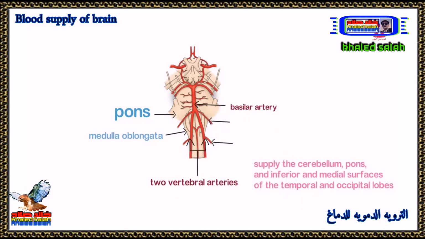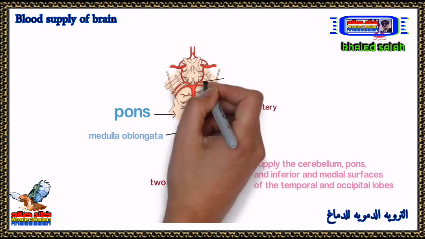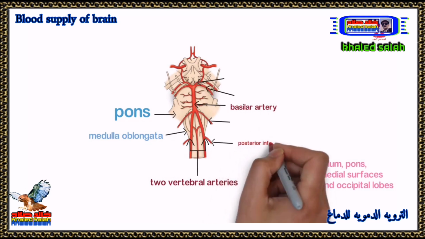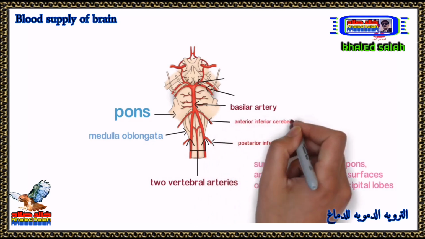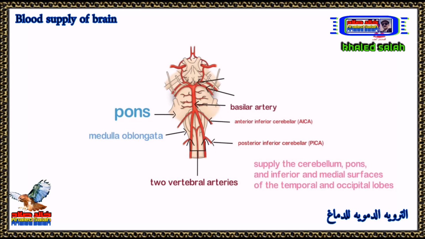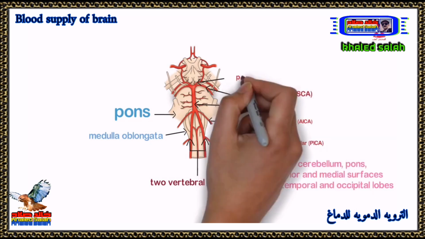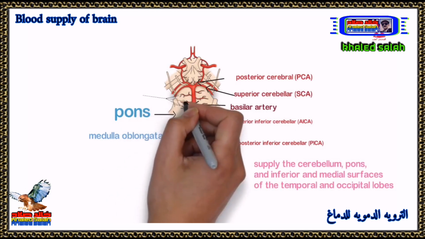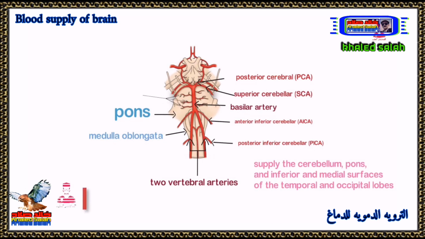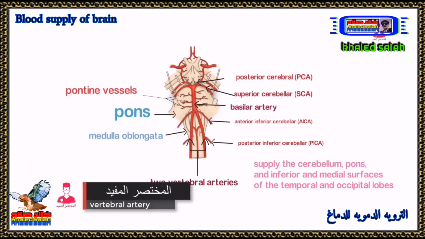The 4 major pairs of arteries are listed in order from inferior to superior. Posterior inferior cerebellar, PICA. Anterior inferior cerebellar, AICA. Superior cerebellar, SCA, and posterior cerebral, PCA. Located between the anterior inferior cerebellar artery and superior cerebellar artery are many tiny perforating pontine vessels.